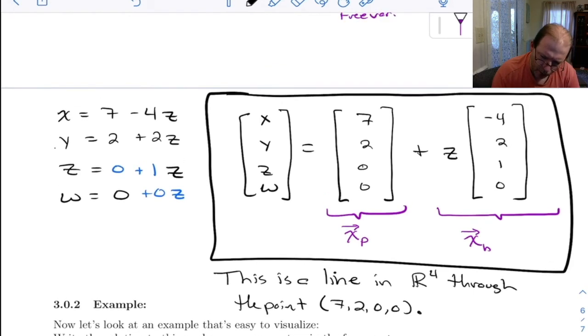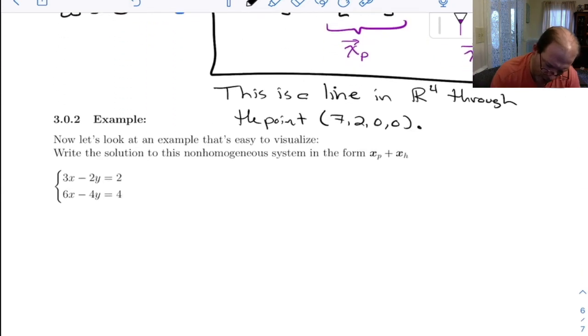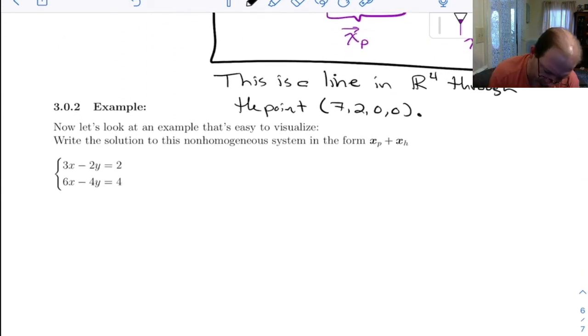Now, what I'd like to do is go ahead and do the next example. This next example is easier to visualize, and I want to write it out in the same way. If you look at this, this is a system of 2 equations in R2. But if you look at them closely, you can see they're really the same equation. 3x minus 2y equals 2. And if you multiply that by 2, you get the second equation. So let's row reduce that.